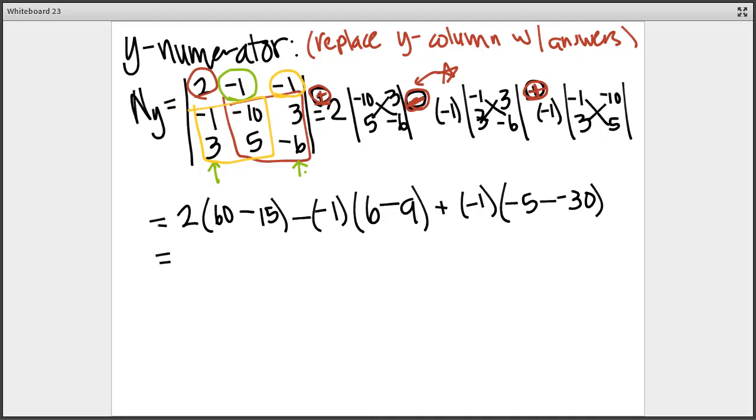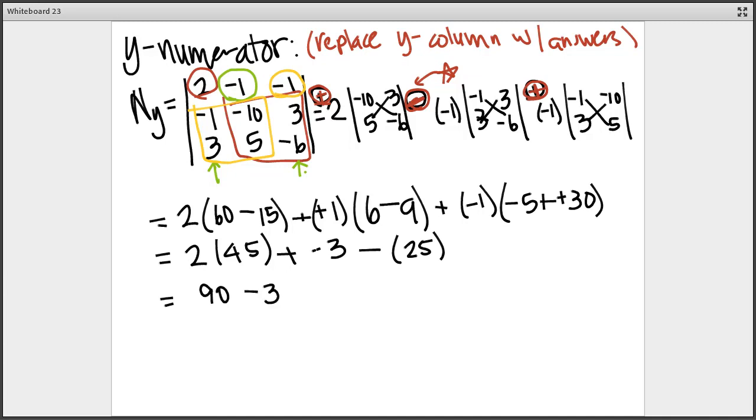Okay, so that leaves you with a 2 times 45 plus, because these guys become a plus, a +1 times -3. And then a minus -5 plus 30 will give you a +25. And so that ends up giving you 90 minus 3 minus another 25, which will give you 62. That is your y numerator.